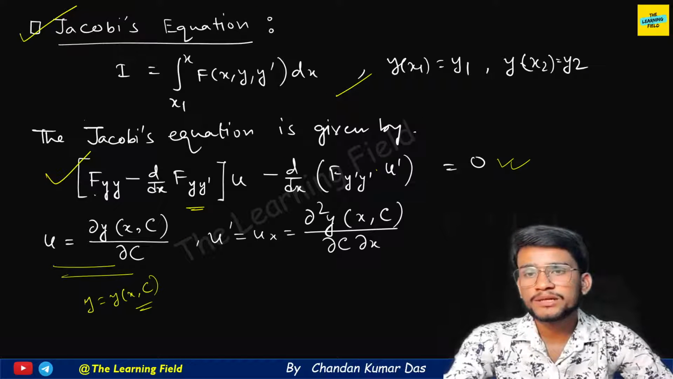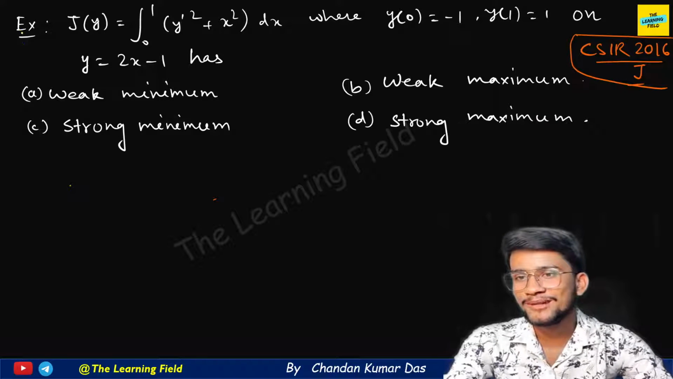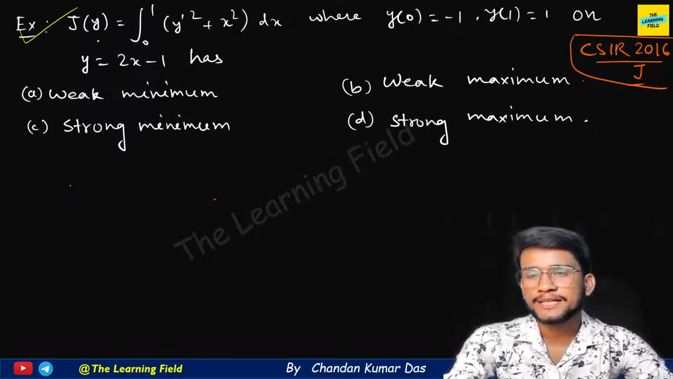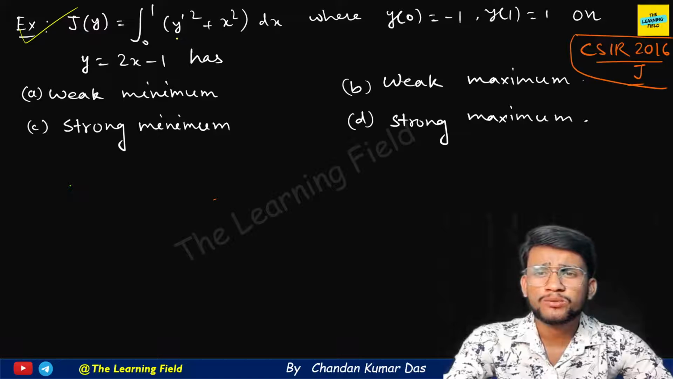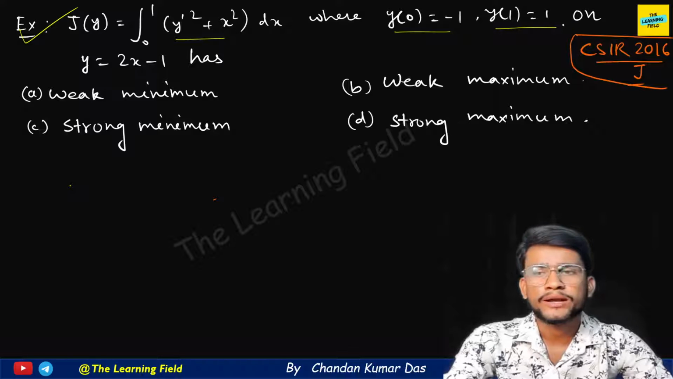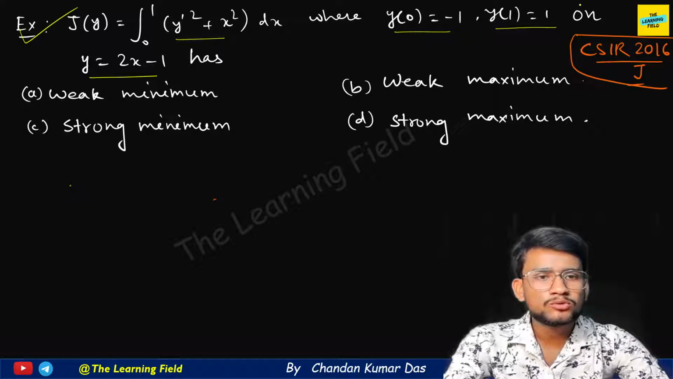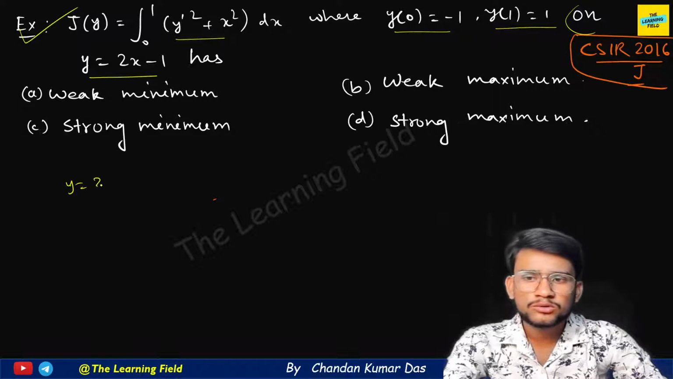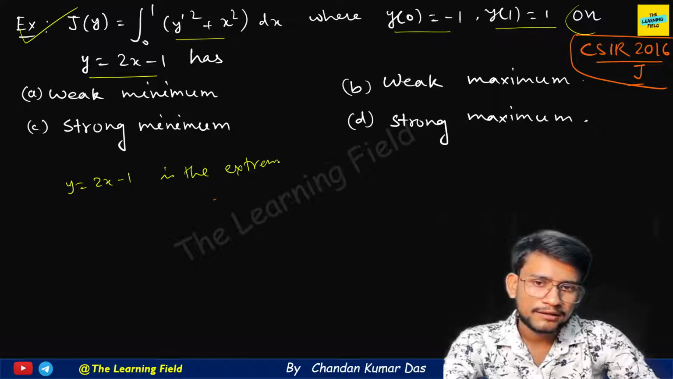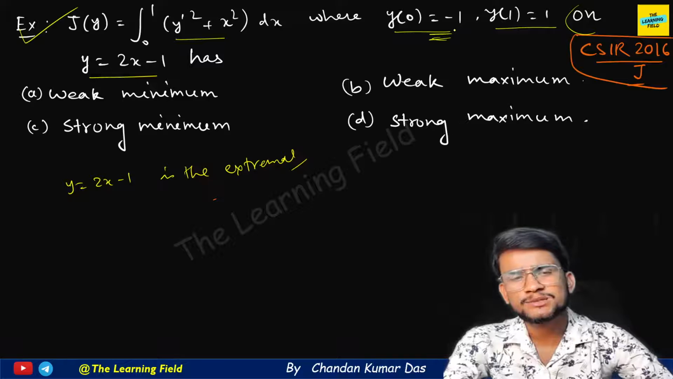So this is the Jacobi condition, and if we take another example, so see this is a question from 2016 of CSIR. It says that J(y) equal to integration 0 to 1 of y dash square plus x square dx, where y(0) equal to -1 and y(1) equal to 1, on y equal to 2x minus 1. So y equal to 2x minus 1 is the extremal, and also these two conditions are satisfied.